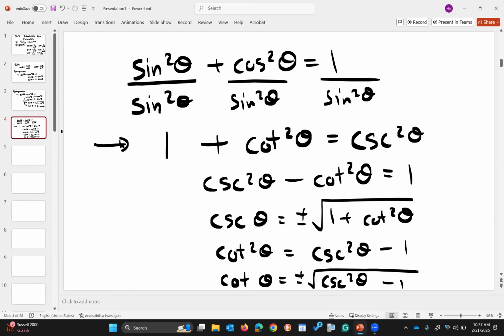Guys, talk to me. Are we good there with those identities? We're just kind of moving things around the equal sign, that's all. And make sure you write them down correctly here, because if you don't, then you look back at your notes and you're always going to get them incorrect.